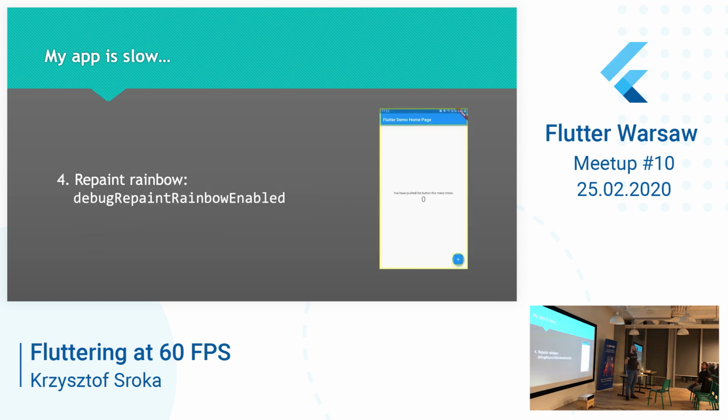Repaint Rainbow, I saw about RepaintBoundary. Repaint Rainbow helps you visualize what gets repainted. It's also in debug mode. So everything starting with debug is only available in debug mode, but it wraps every widget you have in this colorful border, and the border color changes as rainbow colors.